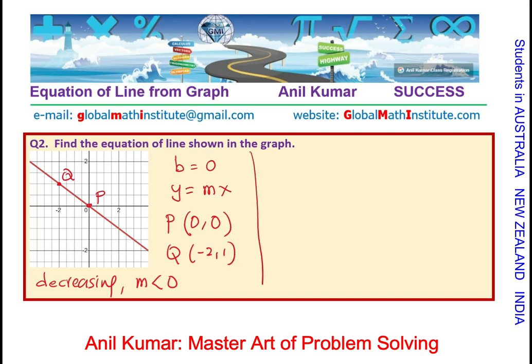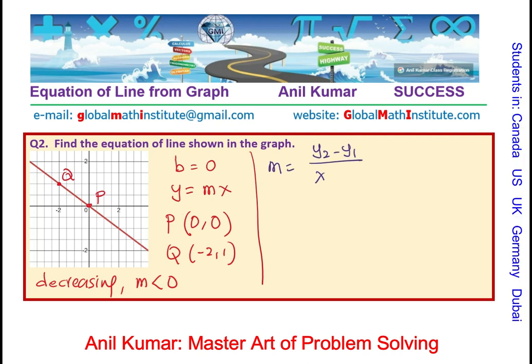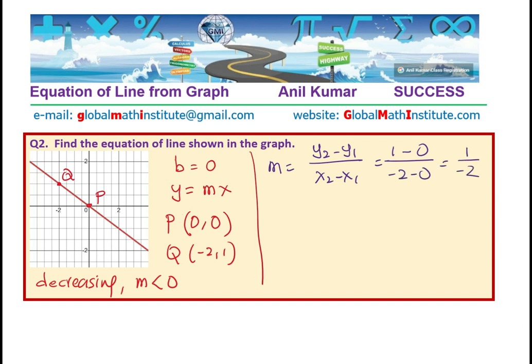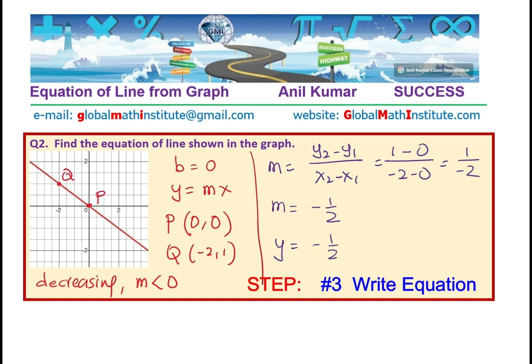Okay, great. So from these 2 points, we can write down the slope m, which is y2 minus y1 over x2 minus x1, and clearly, sorry, minus 1, y values, right? 1 minus 0 over minus 2 minus 0 gives us 1 over minus 2, or we can say m is minus half. Makes sense, right? So the equation is y equals minus half x, right?